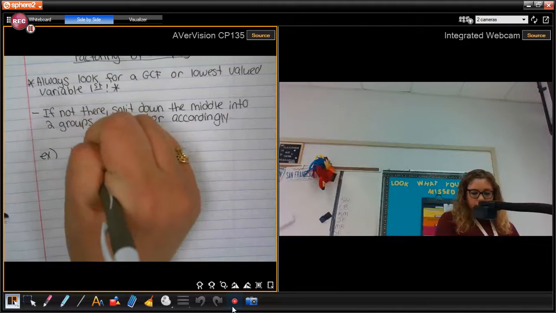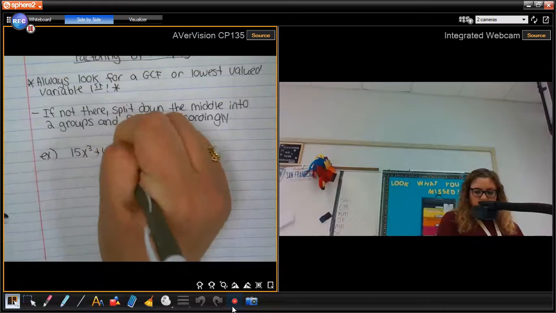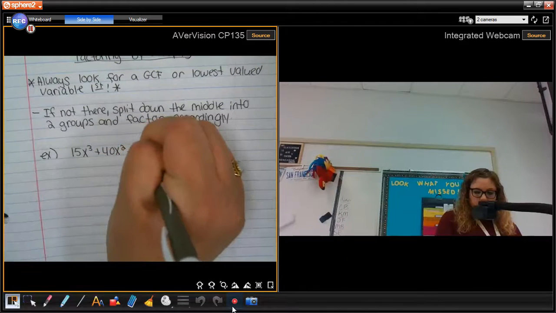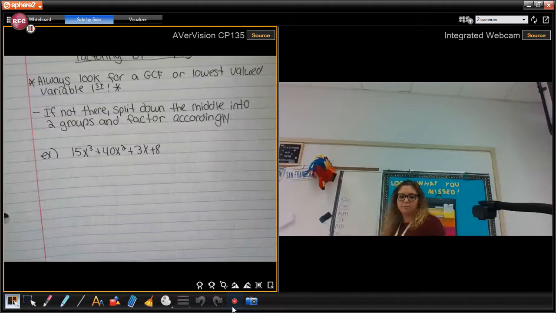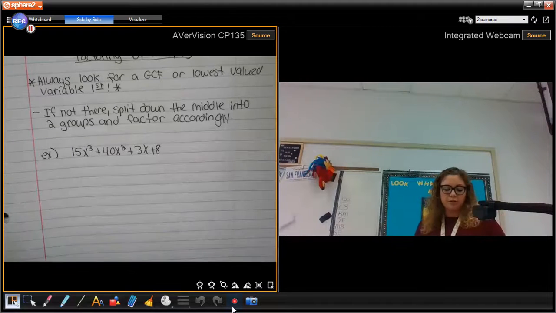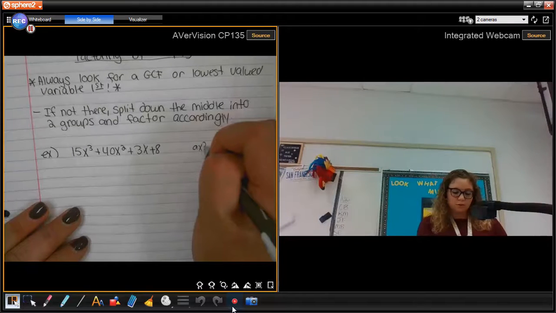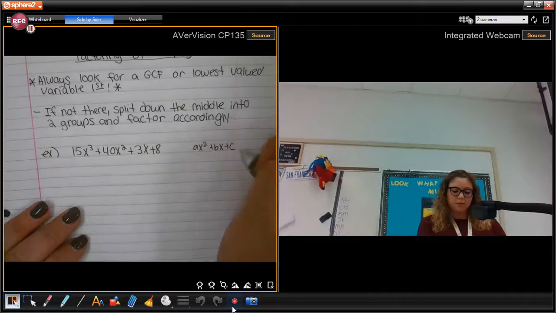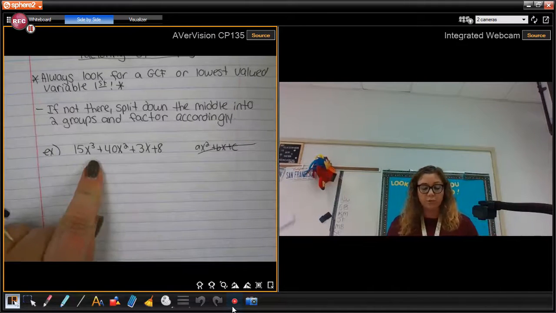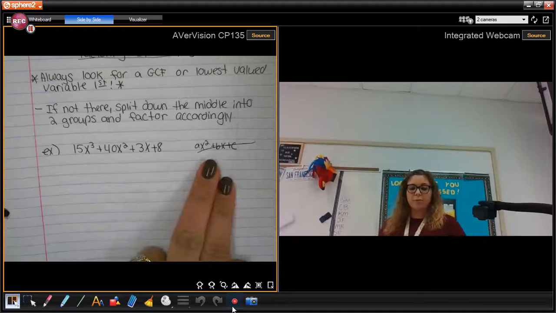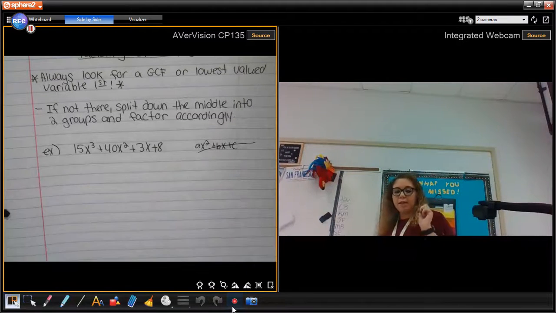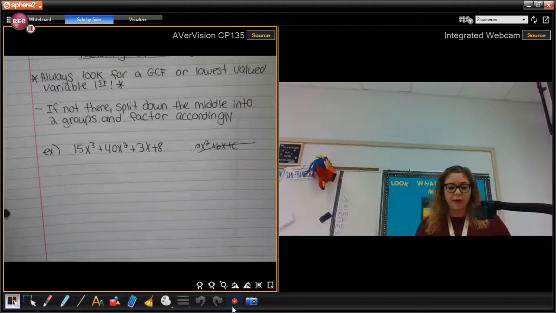15x cubed plus 40x squared plus 30x plus 8. Okay? Is there a GCF in here? No. Okay, is it in the form of ax squared plus bx plus c? No. Okay, this is a cube. We did not know how to factor cubes. Okay, so if you cannot factor a GCF, and if it's not in the form that we've been working with, if it has any other exponent, then you're going to do factor by grouping.